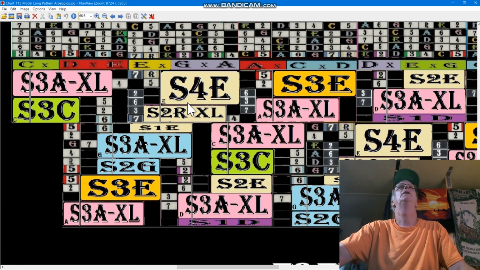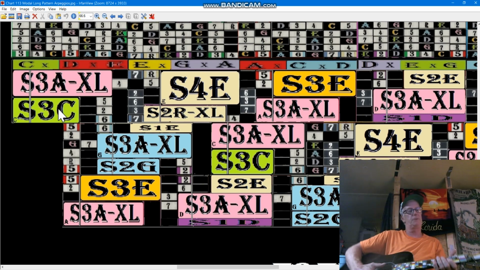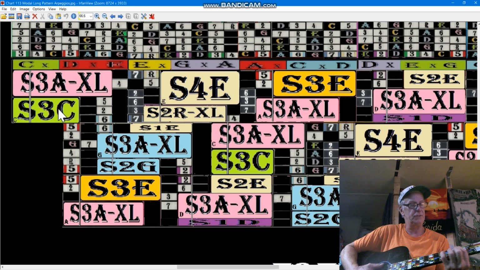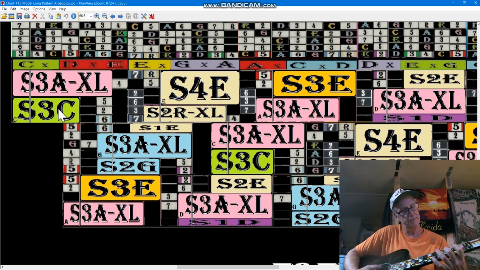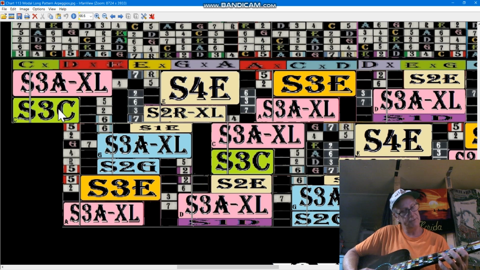Okay, so in the C box there, the long pattern would be if we were playing C from the fret nut. Remember, here's C from the fret nut. So the long pattern for C is just an S3C and then an S3AXL.